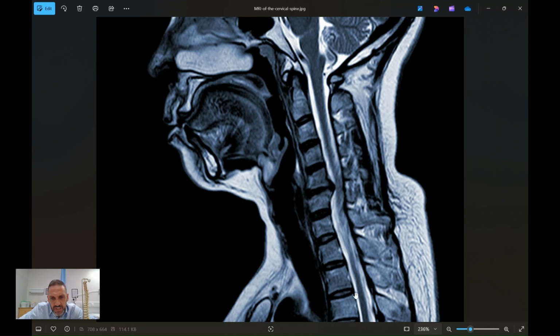But I will say disc bulges are very rare in the thoracic spine. That part of the spine doesn't have the same amount of mobility as the neck or the lumbar area, and therefore it doesn't wear as quickly.